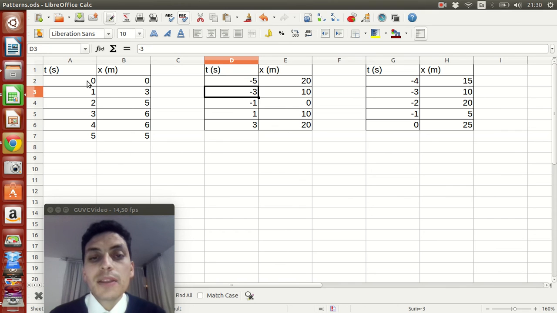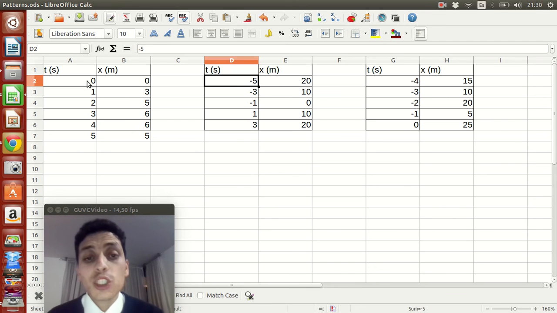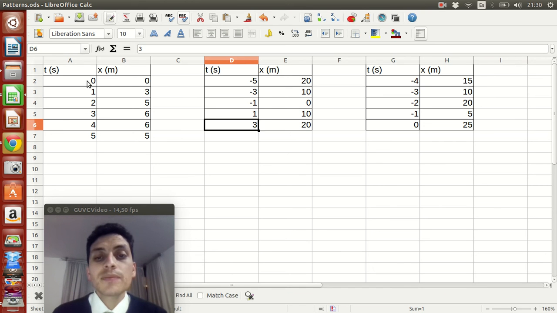Let's see the second table. Minus 5, then minus 3, minus 1, 1, and 3. So how is the domain changing? The input is changing by increasing the last number by 2. Minus 5 plus 2 is minus 3, plus 2 is minus 1, plus 2 is 1, and so on and so forth.